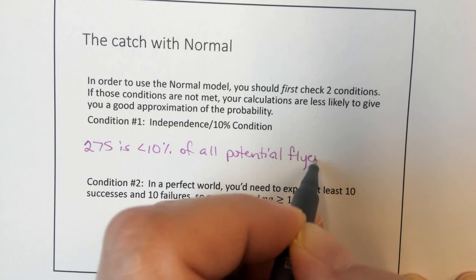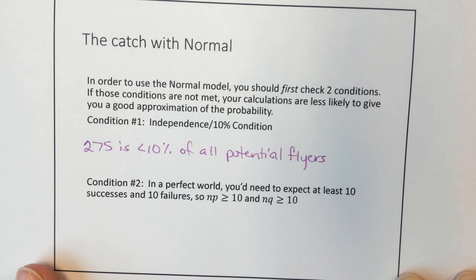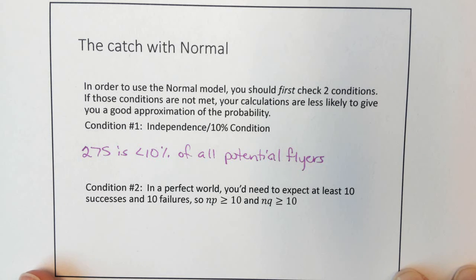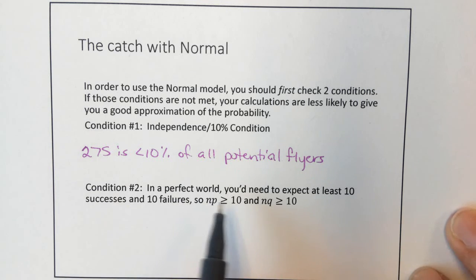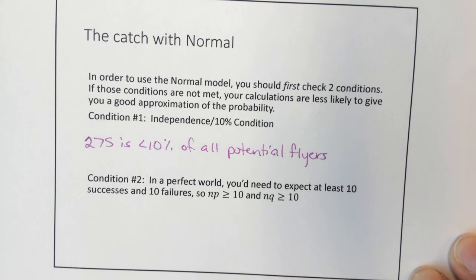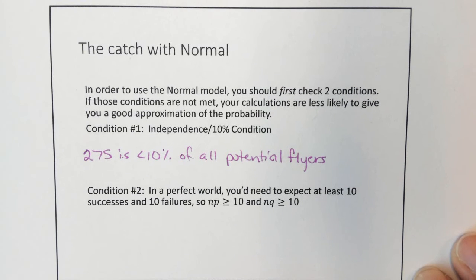As long as that's true, it really doesn't matter if they're independent or not. It's like the non-replacement thing. It's like if you don't put the M&Ms back in, as long as you don't pull out more than 10% of the M&Ms, you're still okay. It's the same principle. The other condition is that you'd have to have at least 10 expected successes and 10 expected failures. So you expect at least 10 people to show up, or at least 10 people not to show up. Well, and has to be true.